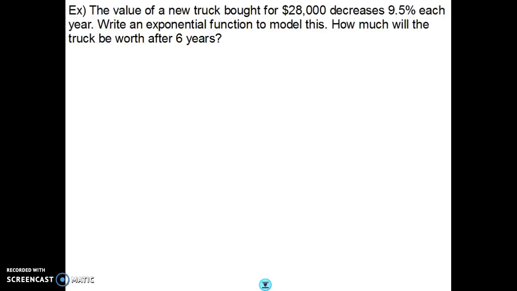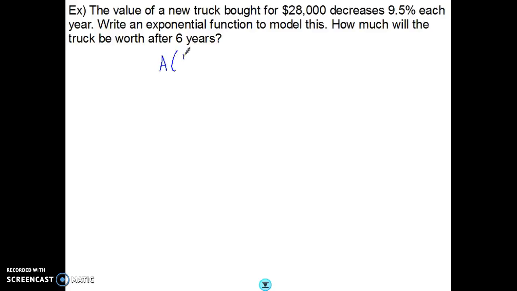First one, the value of a new truck bought for $28,000 decreases by 9.5% each year. Write an exponential function to model this. How much will the truck be worth after 6 years? All right, so there's really two parts to this. First thing we have to do is write an exponential function.